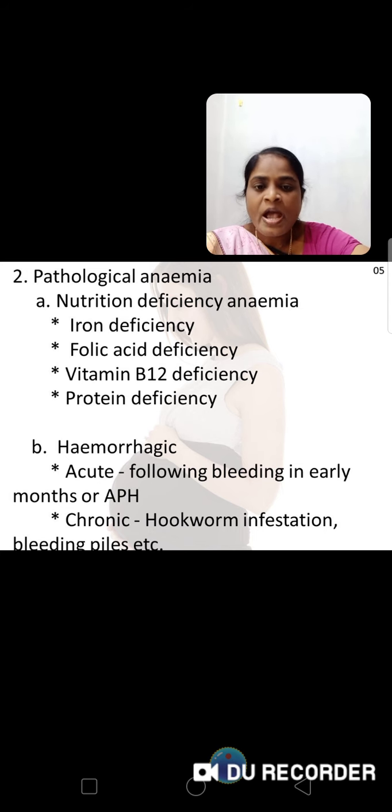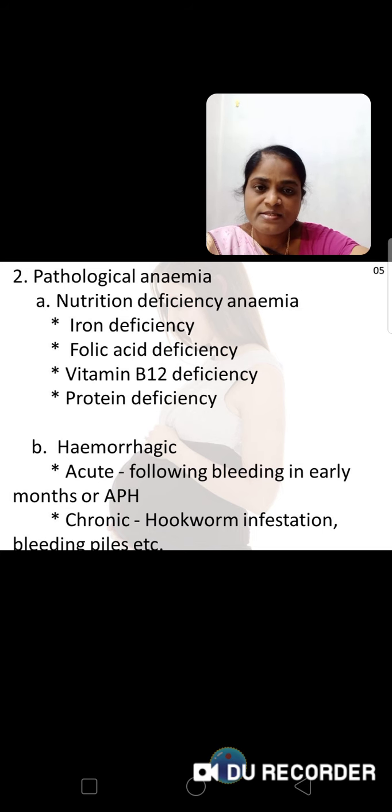And next is the hemorrhagic condition. Under the hemorrhagic condition, acute: bleeding in early months or APH. During pregnancy, if there is a history of any bleeding disorder, like antepartum hemorrhage in the early months, that may lead to anemia in pregnancy. The second one is chronic: hookworm infestation and bleeding piles, any history of chronic disease of the mother, like hookworm infestation and bleeding piles.